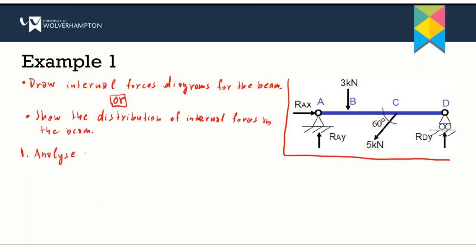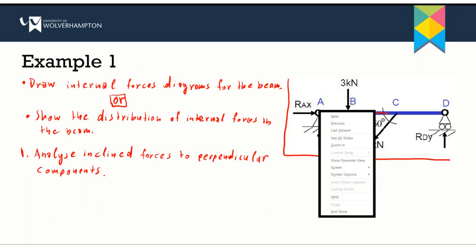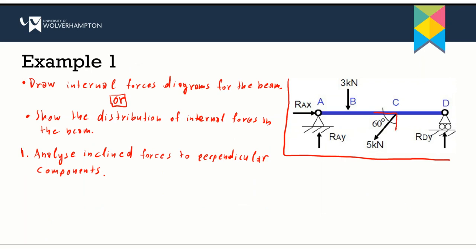analyze inclined forces into perpendicular components. This is the first step. So here we see that we have one inclined force. So if we draw the two perpendicular components of this force, they should look something like that.